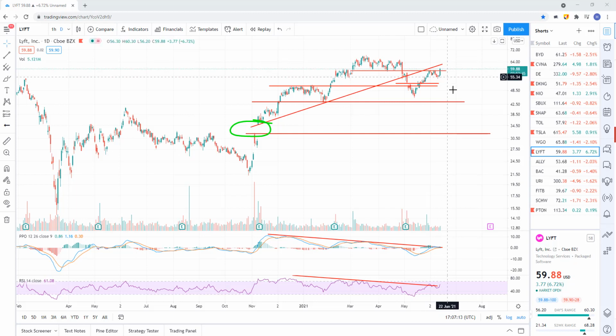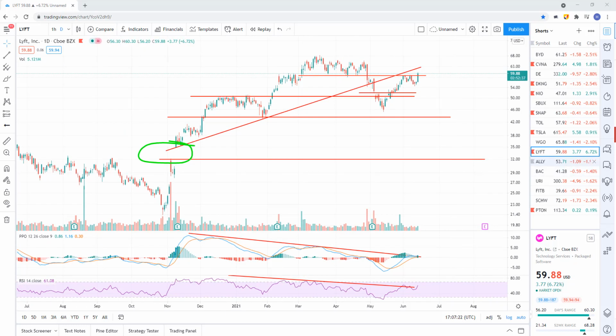I'm looking for it to reject here, and ultimately looking for Lyft to come all the way down to about $32 to gap fill this gap right here. Okay, so that's how I'm playing that one.